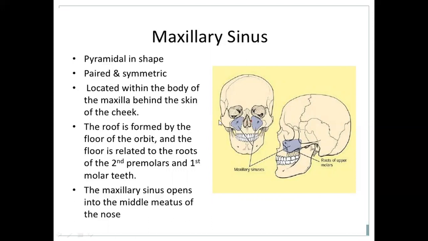The roof is formed by the floor of the orbit, and the apex is related to the roots of the second premolar and the first molar tooth. Sorry, it is written floor by mistake. So the apex is related to the second premolar and the first molar tooth. The maxillary sinus opens into the middle meatus of the nose.